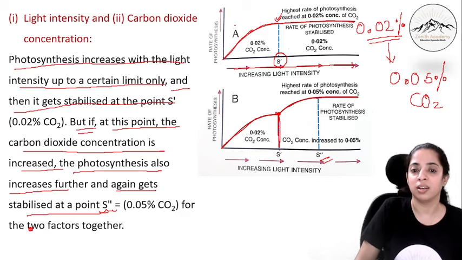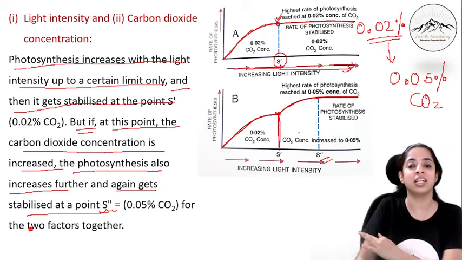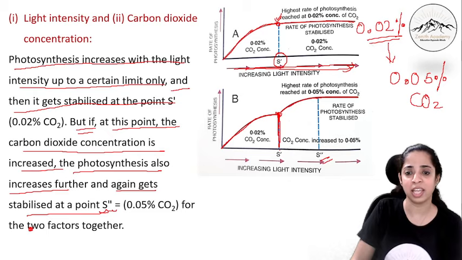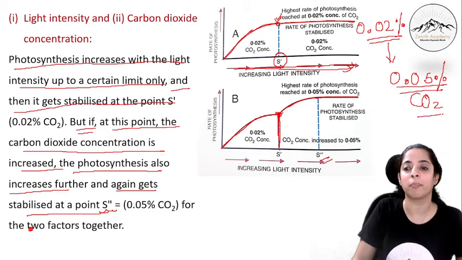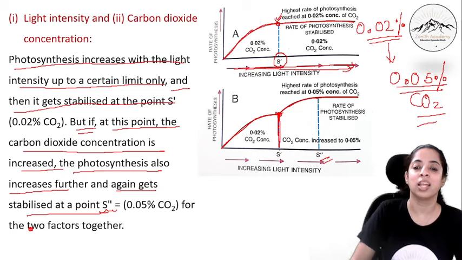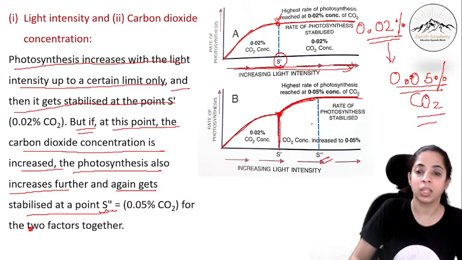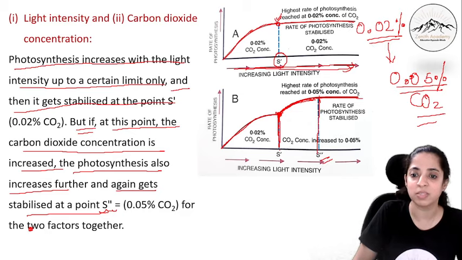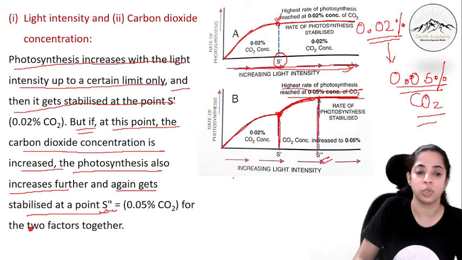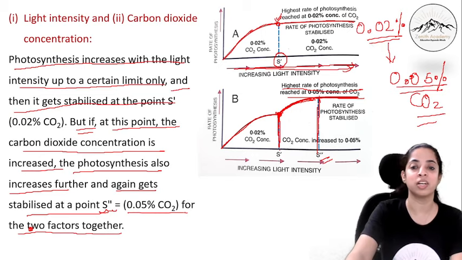In the first diagram you were increasing light intensity, but after a certain limit it was not increasing. But now if you are continuously increasing the light intensity, and on reaching the highest point you supply some more carbon dioxide, then it will further increase. There will be a jump like this, but again it will get stabilized. In this case this becomes the highest rate of photosynthesis at 0.05 concentration of CO2. So these are the two factors together in the diagram. I hope you guys have understood.